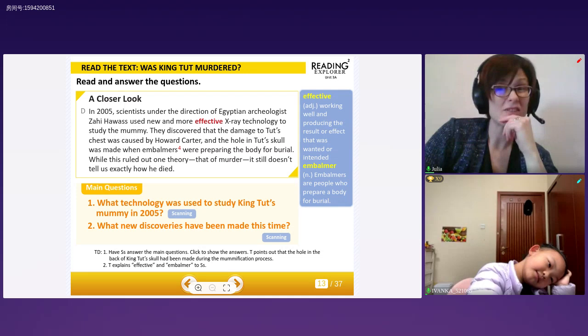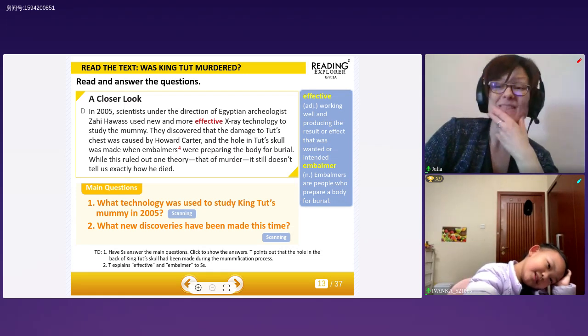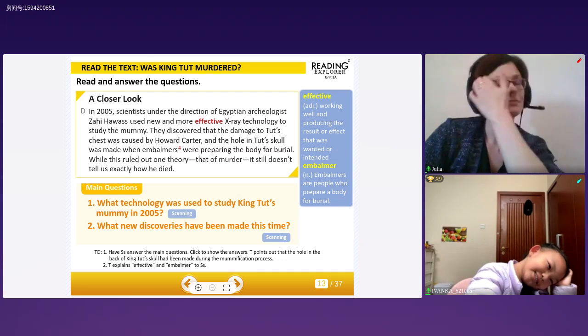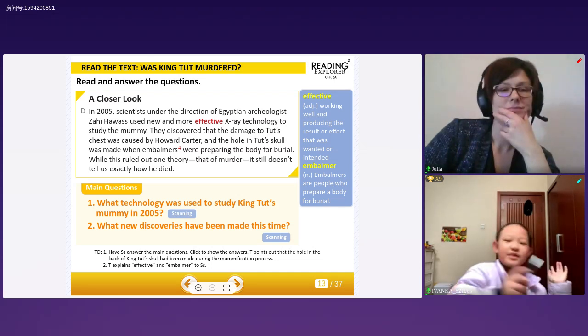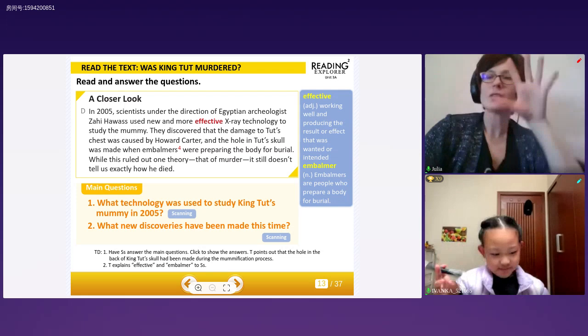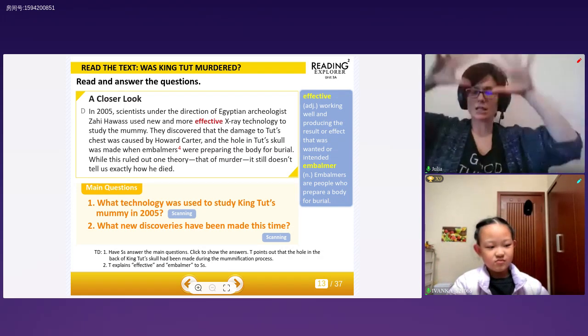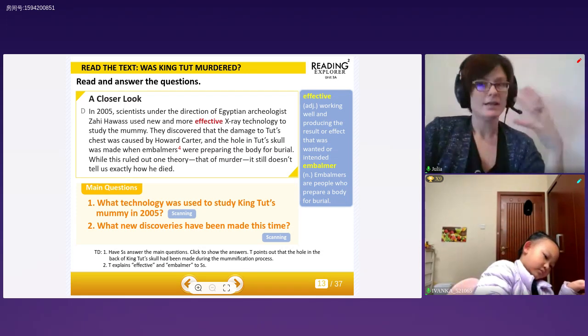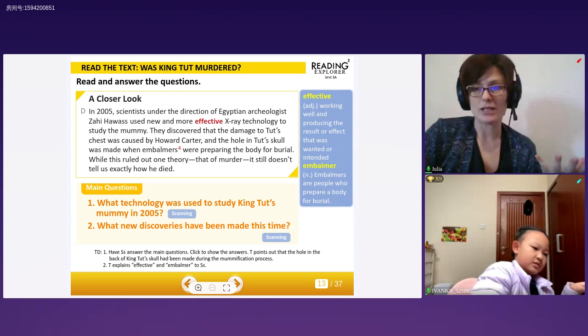But not because of his rule, right? It was because of the mystery, right? All around his story, the legend, right, about him.